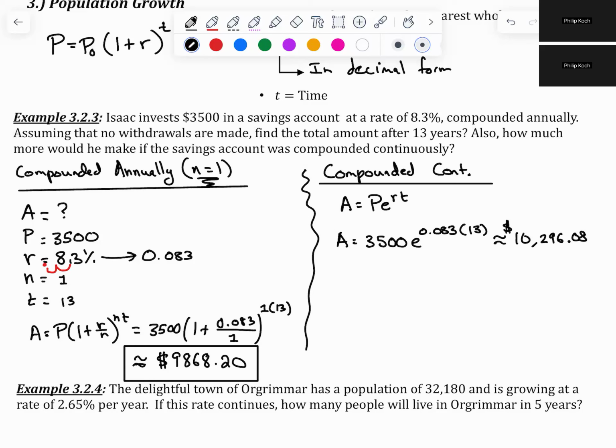I'm not going to box that answer in because that's not what the question's asking. Always reflect on the problem and make sure you're answering what it's asking for. The second part of the question is saying how much more would be in the savings account if it was compounded continuously. So how much more? We'll take our new amount, 10,296.08, and we'll subtract off the amount when it was compounded annually, $9,868.20, and you get approximately $427.88 more.